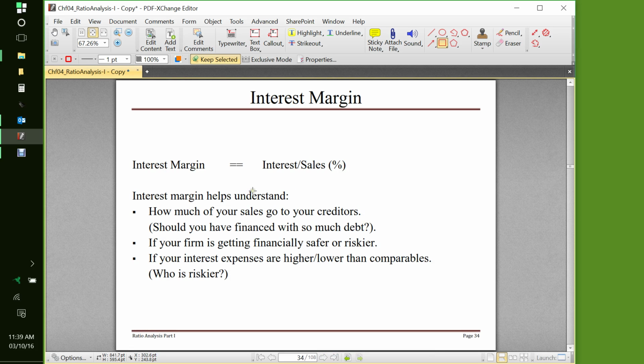Okay, next up we have the interest margin. Interest margin is interest that we paid in the period, or agreed to pay, divided by sales. Okay, and it helps us to understand how much of our sales is going to our creditors, and that helps us answer the question, should we have financed with so much debt?